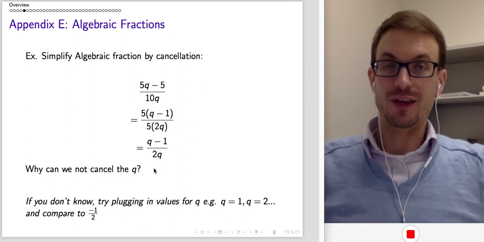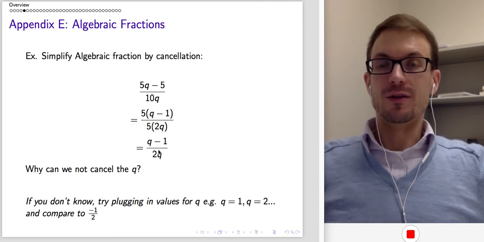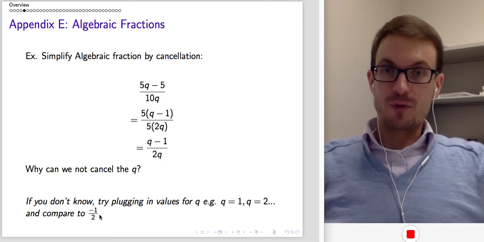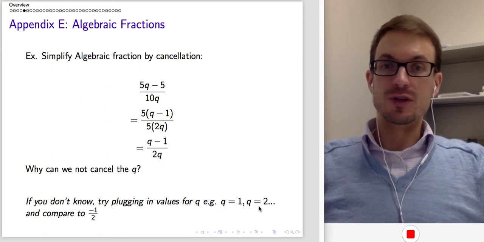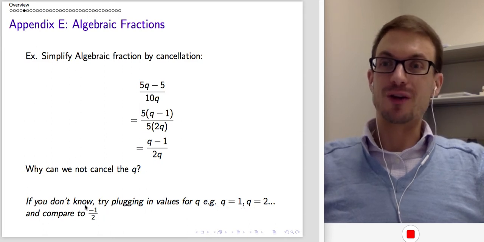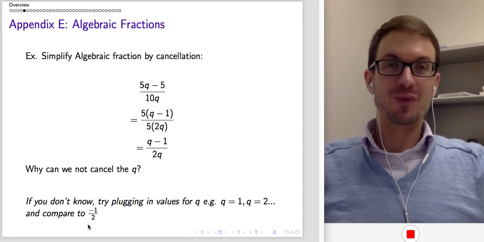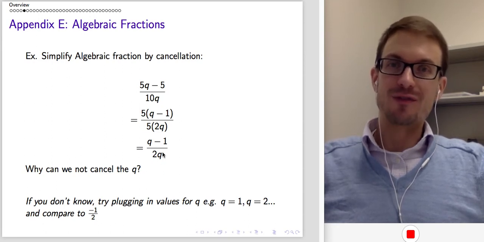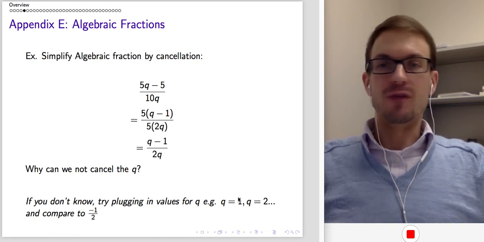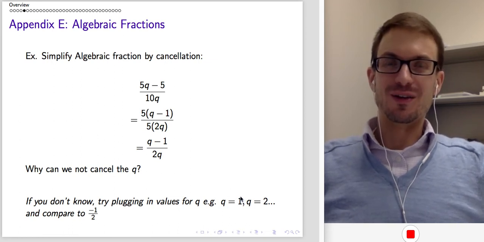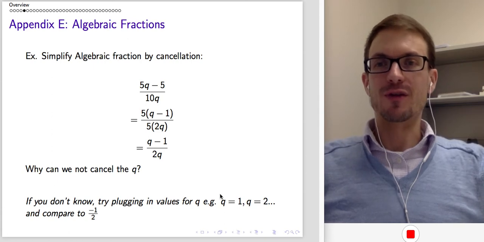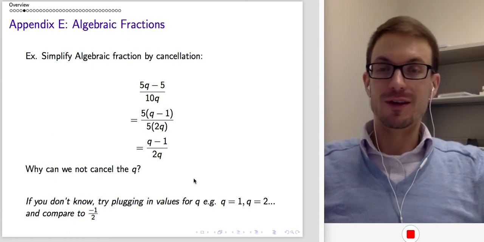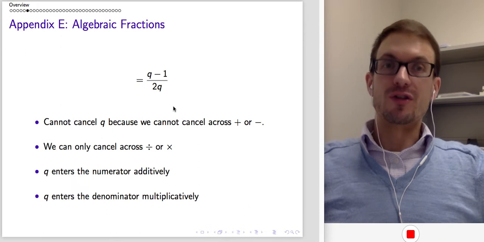Why can't we cancel that q? Well, if you don't understand at this point, just plug in some values. q equal to 1, q equal to 2, and compare it to minus 1/2. Why minus 1/2? Well, if we did cancel these q's, what do we have? Minus 1/2. And if you plug in these values, you'll see that clearly we're going to have something very different from minus 1/2. Okay, more rigorously, what's going on?